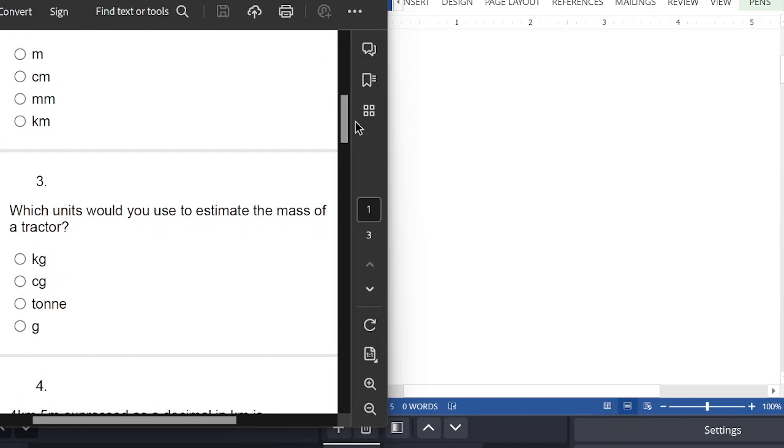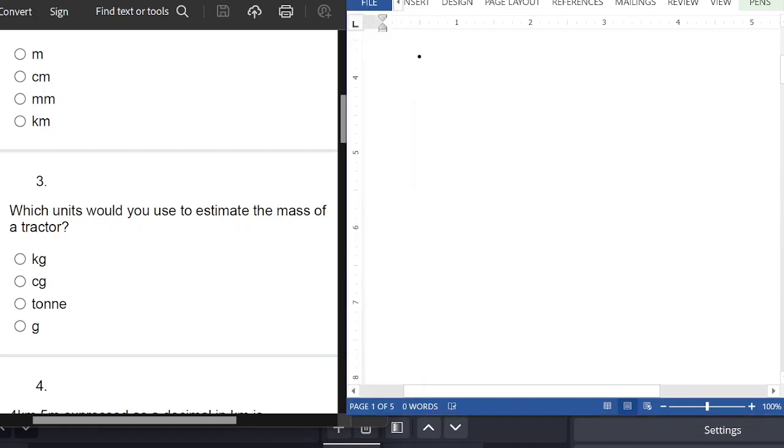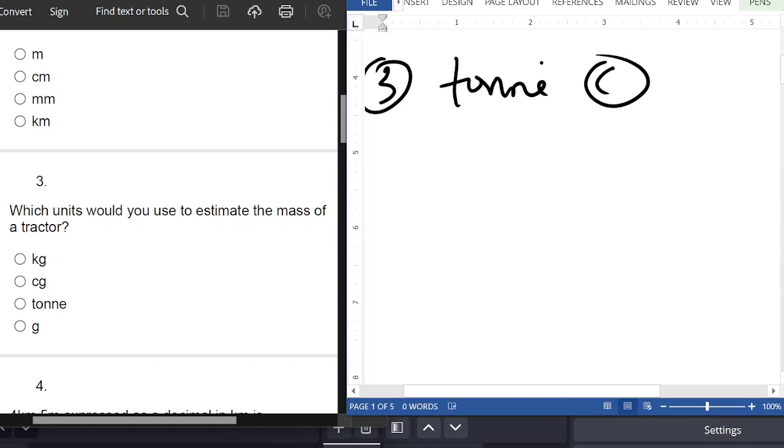Which unit do we use to estimate the mass of a tractor? So mass, that is the weight of a tractor. A tractor is very big. So we have kilogram, centigram, tons, and gram. So the answer here should be what? Ton. So for number 3, here is option C, which is ton, because it's a very big weight.